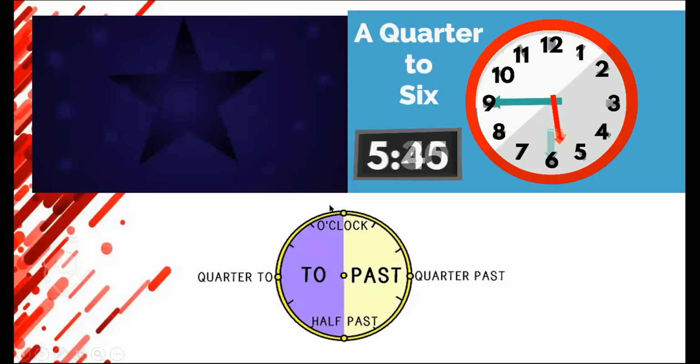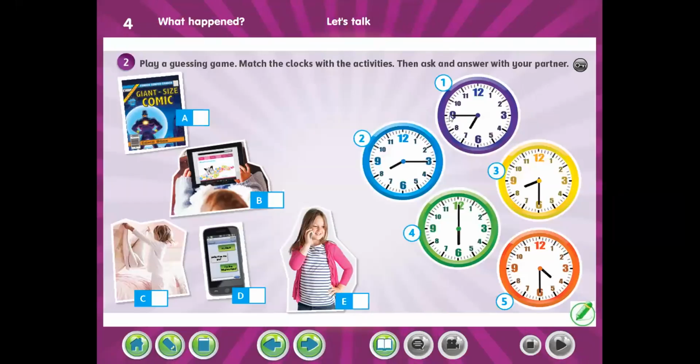This, we are using this. O'clock, quarter past, half past, quarter to. Number 1 is quarter to 7. Okay, quarter to 7. Cuarto de hora para las 7. Quarter to 7. Okay. Ana Paula, what's the time in number 2?